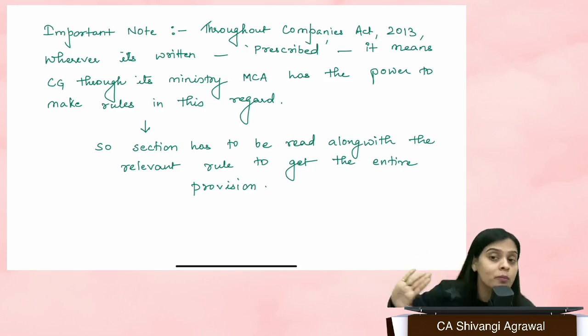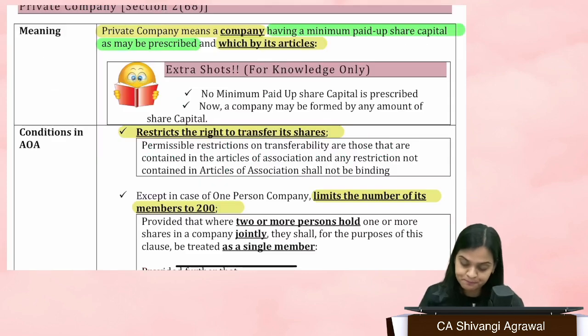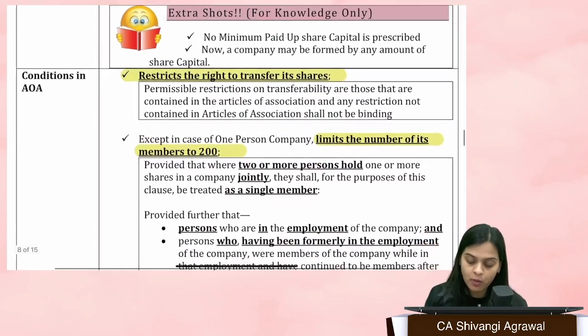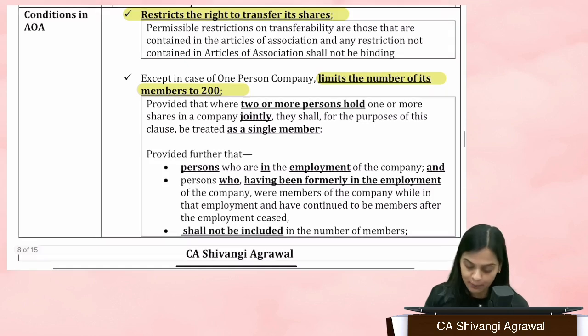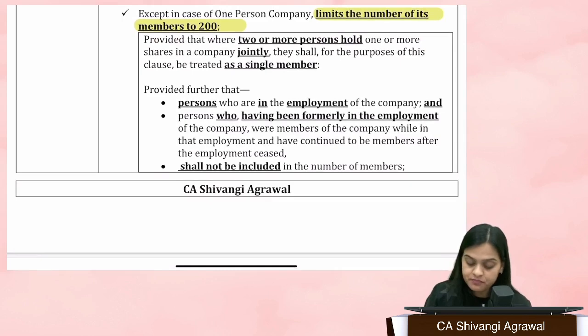So there is no minimum paid up capital which is required or which has been prescribed currently. Earlier it was prescribed, now it is not prescribed. Fine. So this is clear. No minimum paid up share capital is prescribed. A company may be formed with any amount of share capital. Fine. Okay.